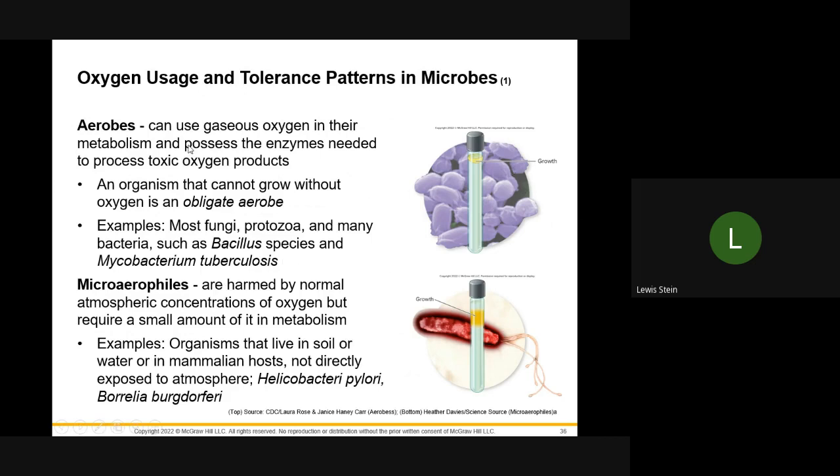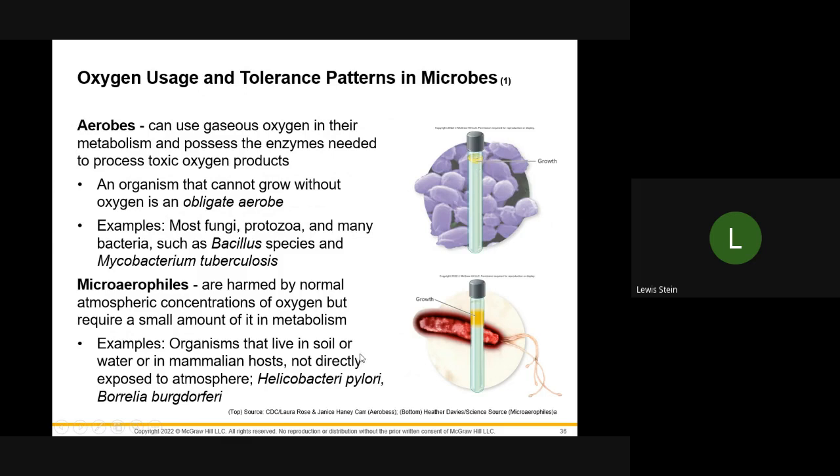Aerobes. So when we talk about obligate aerobe, it has to have oxygen. We are obligate aerobes. We die without oxygen. They can use oxygen in their metabolism. The enzymes you see over there, superoxide dismutase and catalase, detoxify oxygen products. Organisms that cannot grow without it, like us, obligate aerobes. So we're in that category. Most fungi, protozoa, many bacteria, obligate aerobes. And if you're thinking about us, aerobes. So you can see where the growth is in the top.